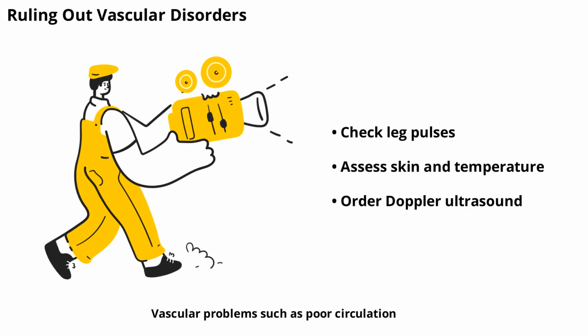Vascular problems, such as poor circulation, can also cause leg discomfort. Doctors assess pulses, skin color, and temperature in the legs to rule out vascular causes. Sometimes, additional tests like Doppler ultrasound may be used to evaluate blood flow. By excluding vascular disorders, doctors can focus on neurological causes and ensure that the diagnosis of RLS is accurate.